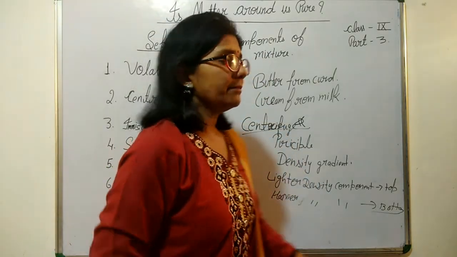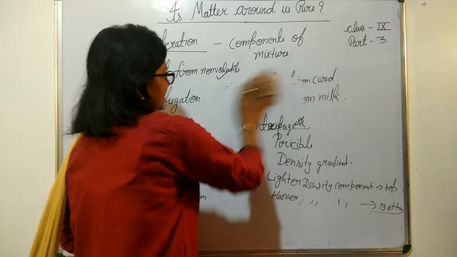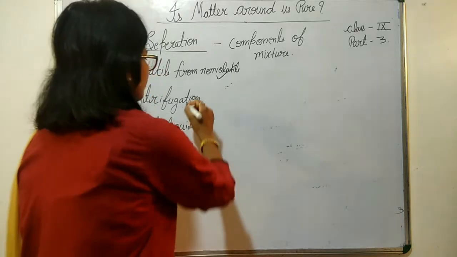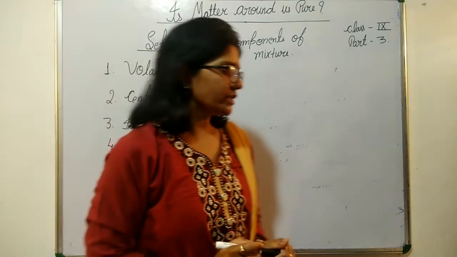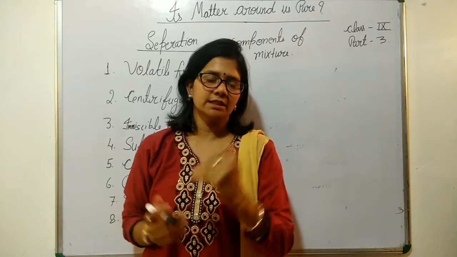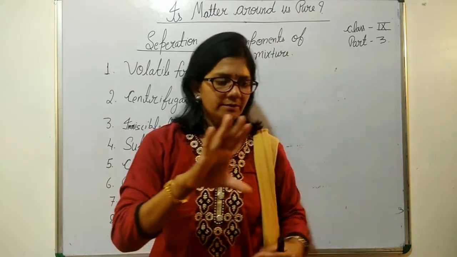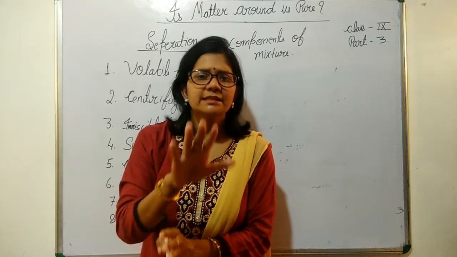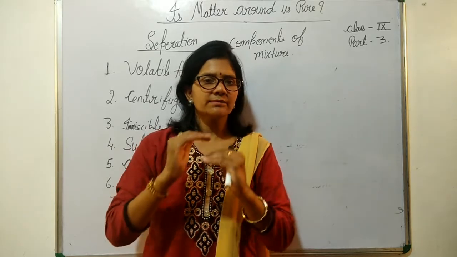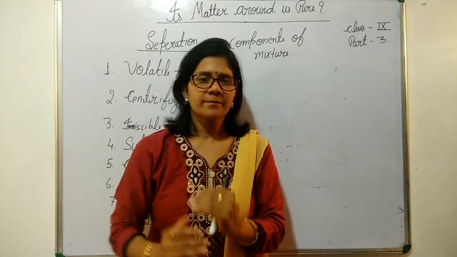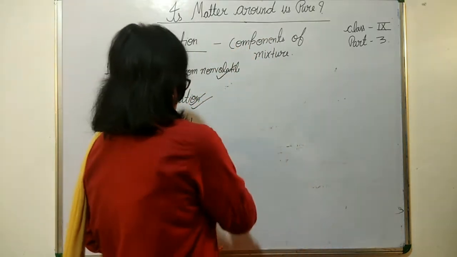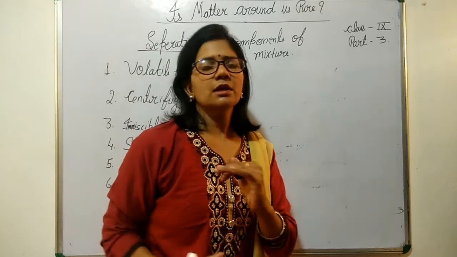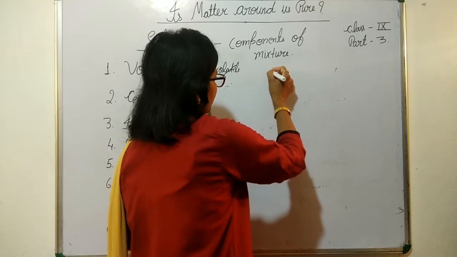Then let's see immiscible liquids. How can we separate immiscible liquids? What is the meaning of immiscible liquid? The liquids which do not mix with each other. If we allow them to settle down undisturbed, what happens after some time? We will find there are layers of the different liquids. As they are not mixing with each other for a longer time, we use this technique.